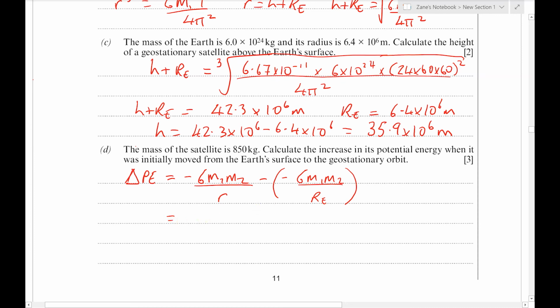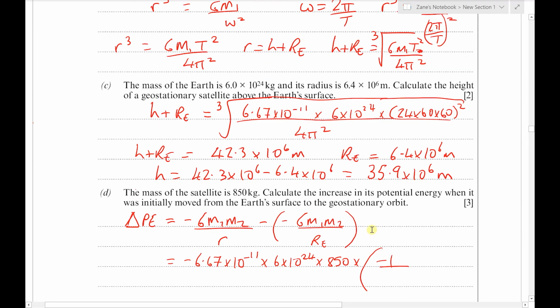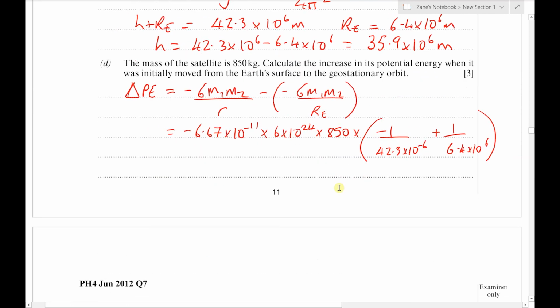So let's put those figures in, and by the way, I'm just going to save a little bit of effort by factorising out the G, m1 and m2. So I've got minus 6.67 times 10 to the minus 11 times 6 times 10 to the 24 times 850 times minus 1 over the radius of our orbit, which we worked out earlier was 42.3 times 10 to the 6. Take away 1 over, sorry, add, because of the two negatives, add 1 over 6.4 times 10 to the 6, which is the radius of the Earth. And if we put those into the calculator, we will end up with an answer of 4.51 times 10 to the 10 joules.